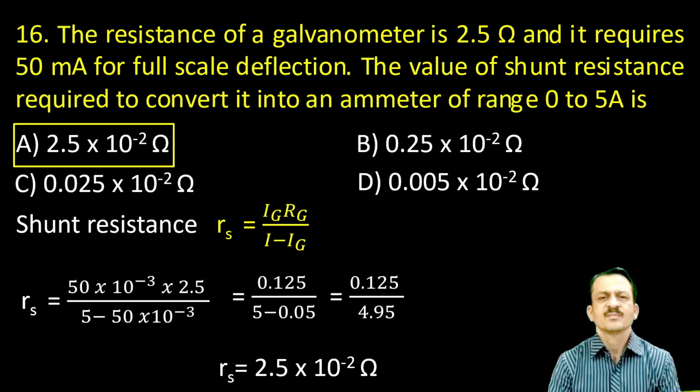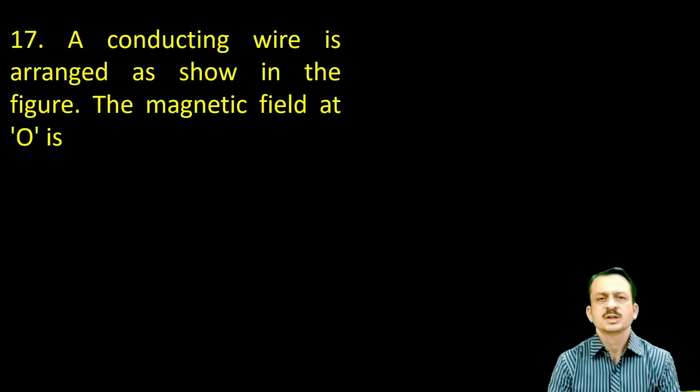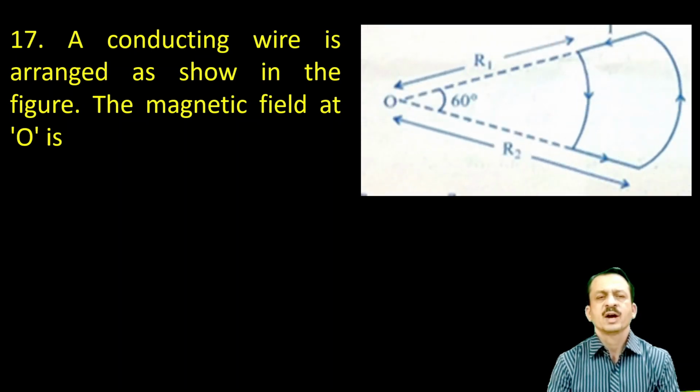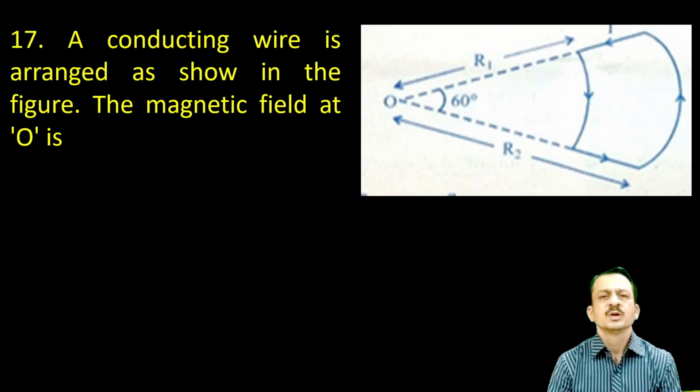Move on to the next problem. A conducting wire is arranged as shown in the figure. The magnetic field at O is. Now look at the diagram. Here we have a conducting wire having this shape, two straight segments and two curved segments as shown in the figure. Now we have to calculate the magnetic field at the point O. One arc is having radius R1 and the other arc is having radius R2. Now these two arcs are making an angle of 60 degrees at the point at which we are going to calculate the magnetic field. That is the net magnetic field you have to work out.